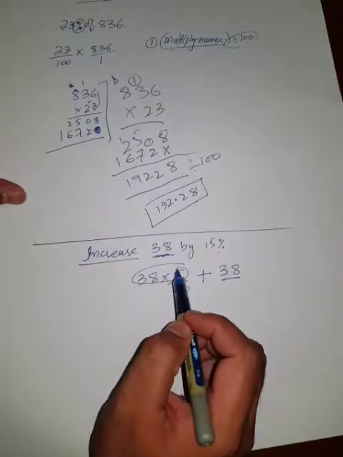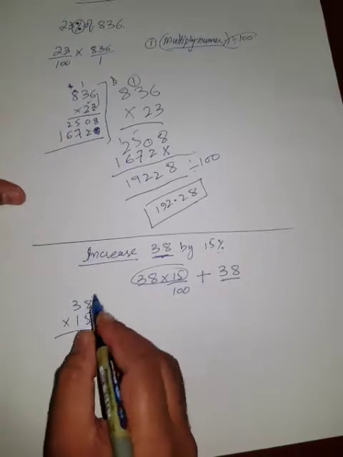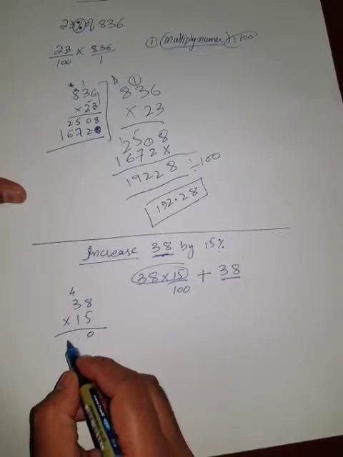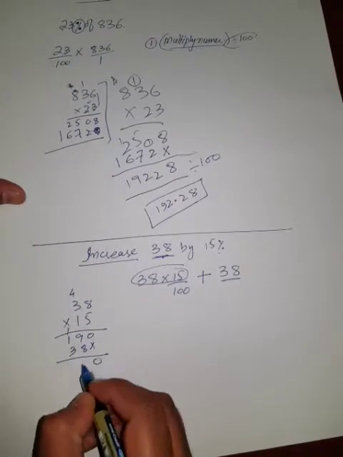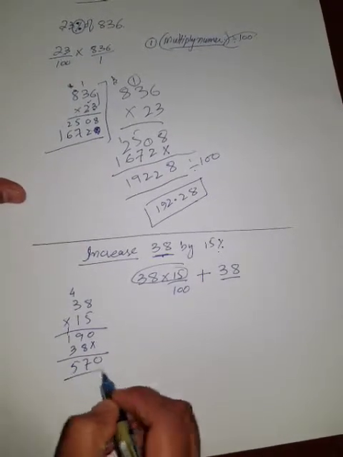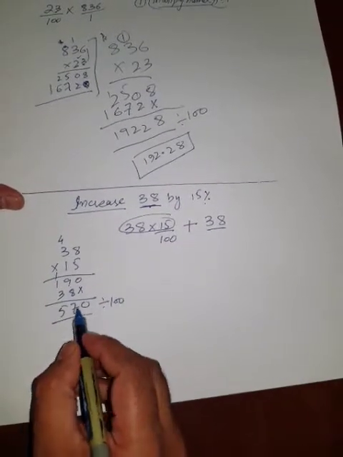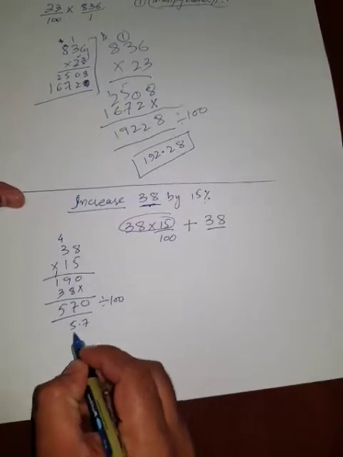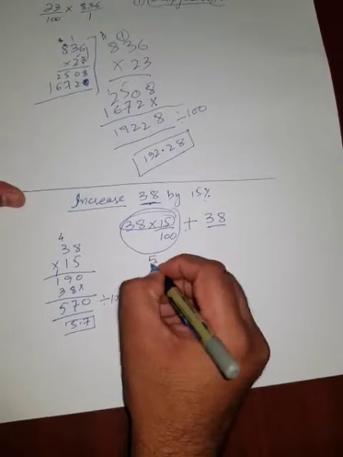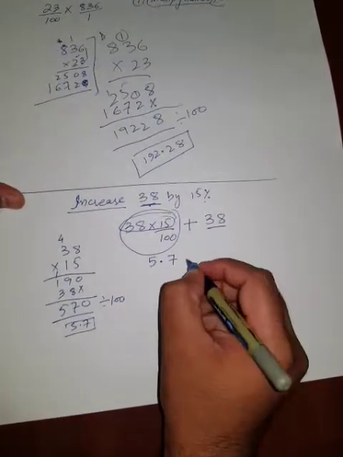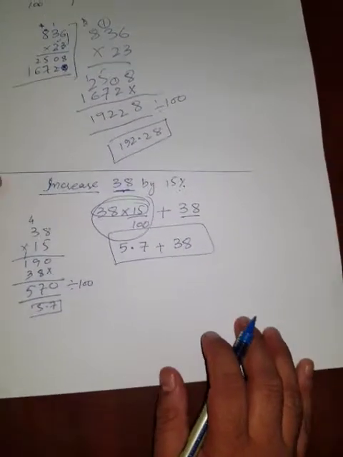So these are the numerators, 38 and 15. I will write 38 and 15 here. 5 times 8, 40. 5 times 3, 15 plus 4, 19. Cross 1 times 8, 8. 1 times 3, 3. 0, 8, 8, 16, 17. 3, 4 and 5. 570 divided by 100. So now 2 digits, 5.7 is the 15%. So the answer for this whole thing is what? 5.7 plus what? 38. Now here comes another part where I am having a lot of issues with my kids.